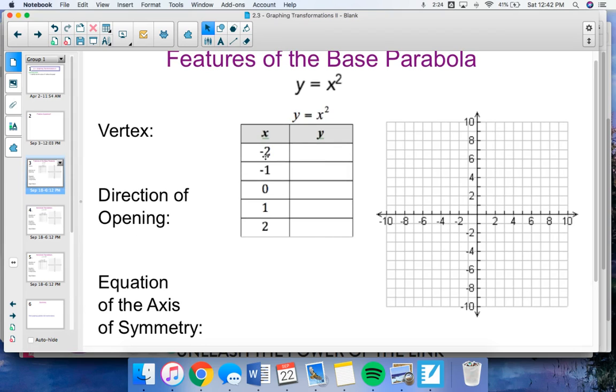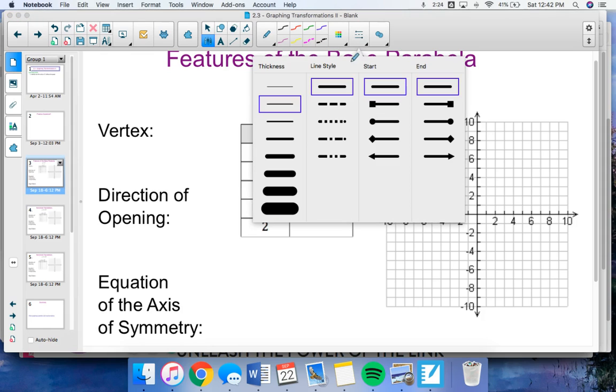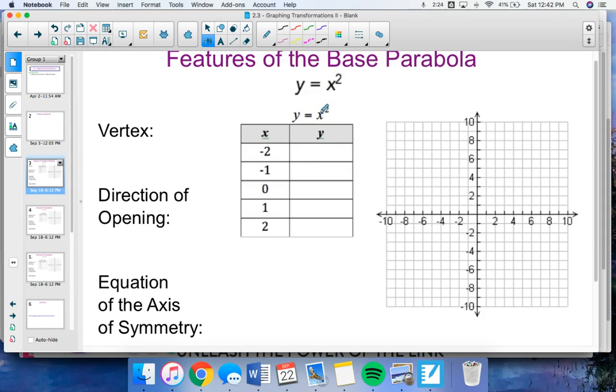We already did this, but let's talk about just the base parabola again. Because whenever we talk about transformations of parabolas, we need to go back to the y equals x squared, which is our base parabola. From our values, x squared is just this value times itself. So 4, 1, 0, 1, 4. So plot our points. Negative 1, 1, negative 2, 4, and there we go.